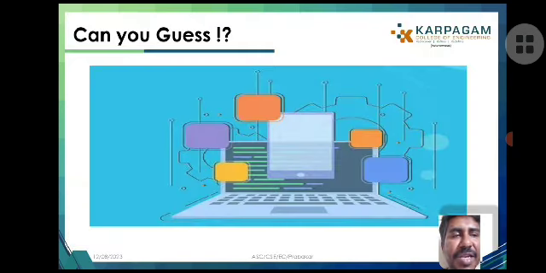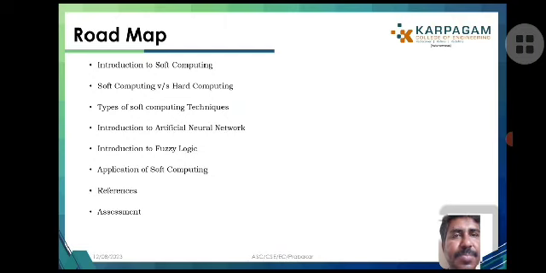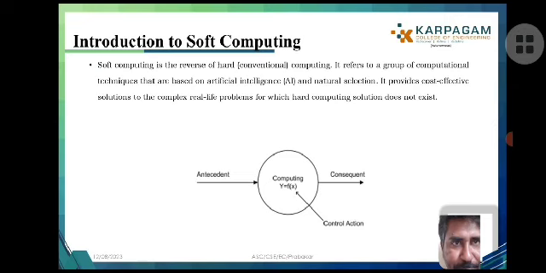So can you guess anyone? What message is this picture going to provide? Okay, so today we are going to discuss an introduction to soft computing versus hard computing, types of soft computing techniques, introduction to artificial neural network, introduction to fuzzy logic, application of soft computing, references and assessment, along with any queries.